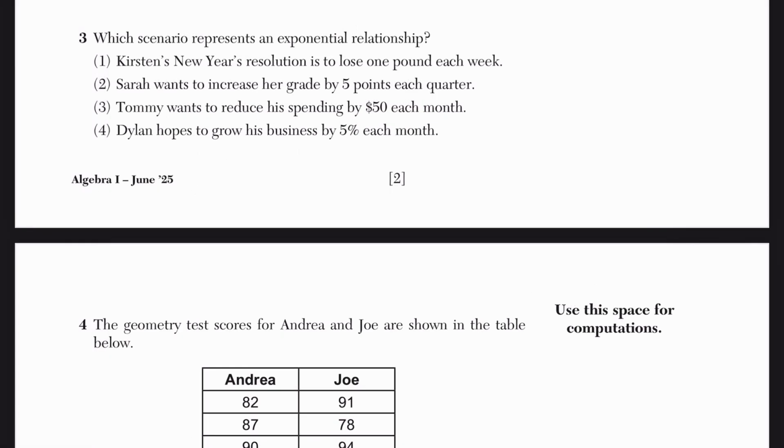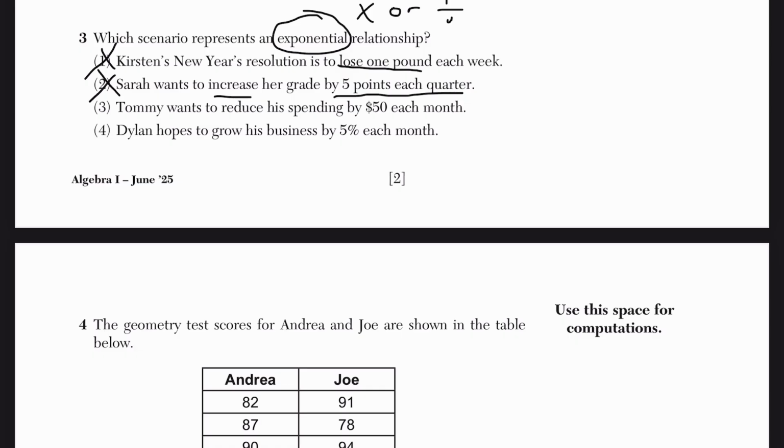Question 3. We're looking for an exponential relationship, so we're looking for either a multiplication or a division pattern. We're not looking for addition or subtraction, that would be linear. And reading through these answer choices super quick, lose 1 pound per week, that's linear. Increase 5 points each quarter, that's linear.